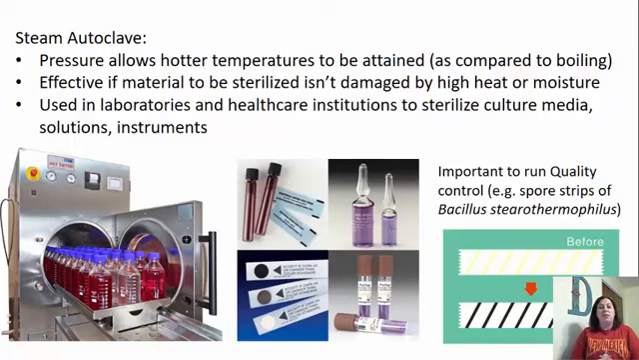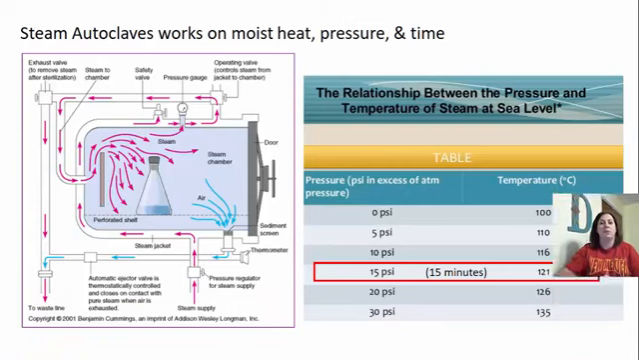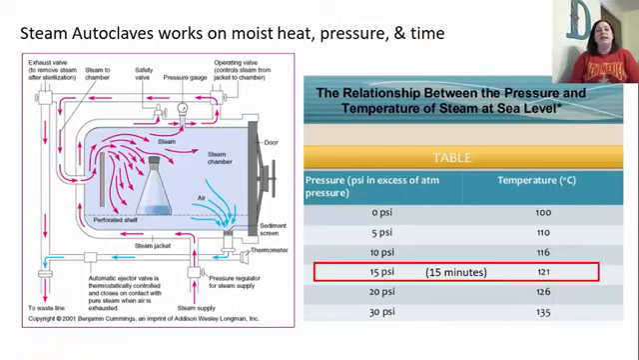One way you can do this is through strips. This one has a type of organism that is known embedded in the strip, and if it is killed, then you see that it gives you a color type of indication. Again, quality control is really important, especially before you throw something in the normal garbage, because you don't want it to potentially infect others. So when you're looking at steam autoclaves, they work on moist heat, pressure, and time.